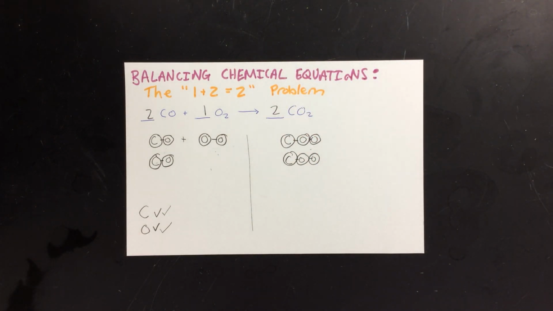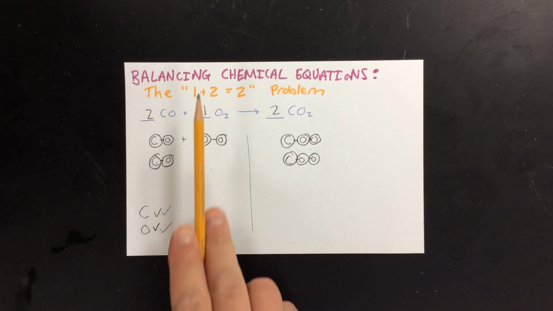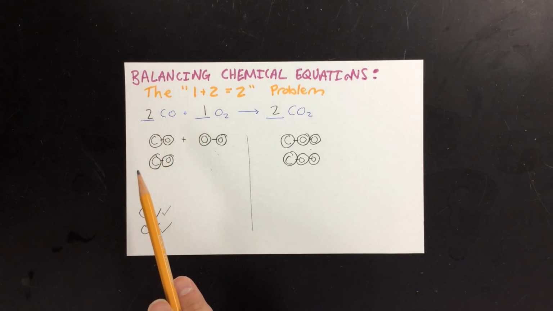So just to sum things up, whenever you have a 1 + 2 = 2 problem or something similar, turn that 1 into an even number and then go from there.